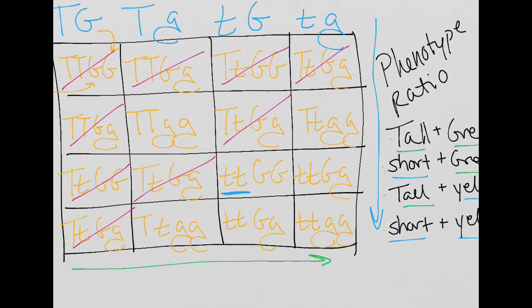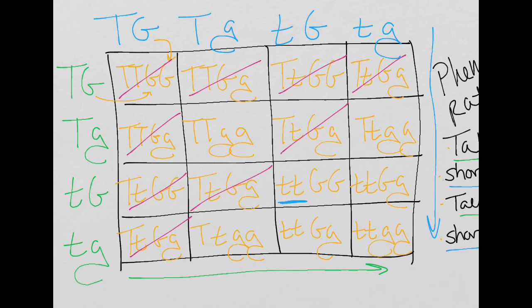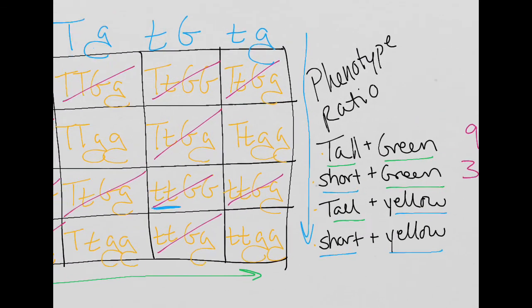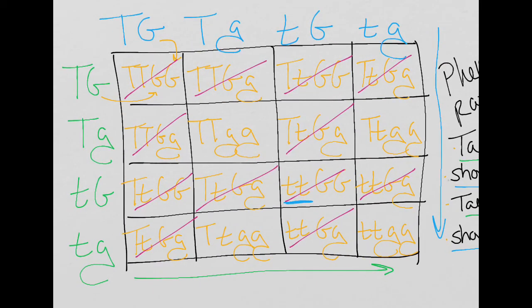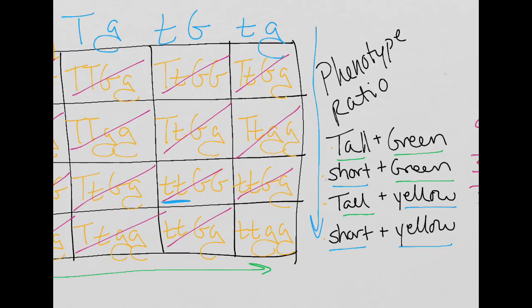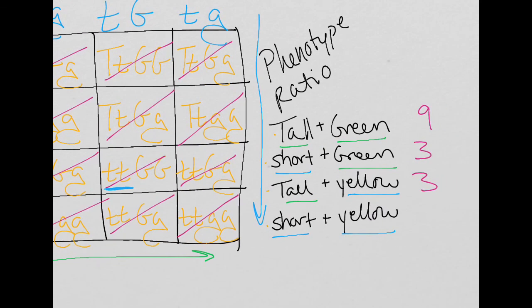Next is going to be short and green, so those are going to be things that have 2 little t's and at least 1 capital G. So that's 1, 2, 3 right there. 3 short and green. Tall and yellow, so that's anything with at least 1 capital T, but must have 2 little g's. So that's 1, 2, 3. Another 3 here. Then short and yellow, my only box left here is just that 1.